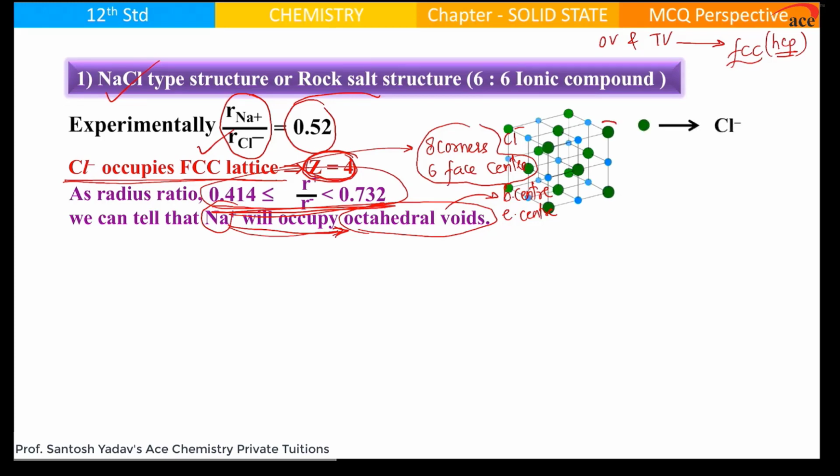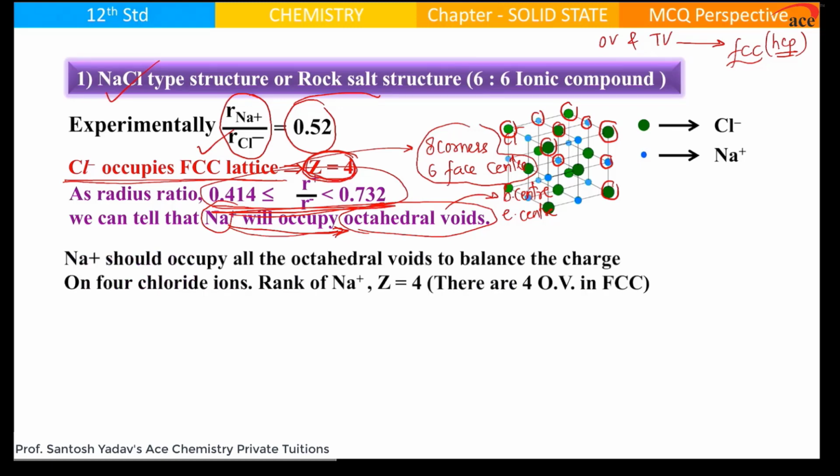You can clearly observe it makes up corners, and makes up face centers. And where is Na plus ion? Na plus ion is making edge center and is making a body center. But why does Na plus make edge center and body center? Because Na plus is occupying octahedral void, and octahedral void's position is edge center and body center.